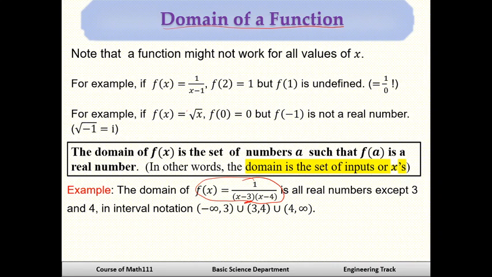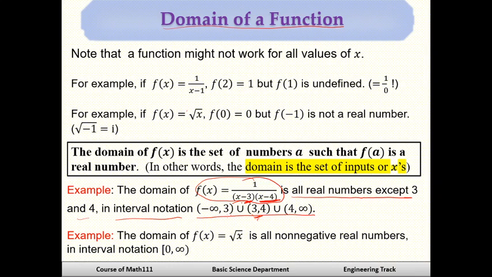Now look at this function here. You see 3 is not accepted because it makes the denominator 0, and 4 makes it 0. So we remove them; we can say the domain is all real numbers except 3 and 4. In interval notation, the domain is minus infinity to 3, where 3 is not accepted, then 3 to 4, where 4 is not accepted but all the values between them are accepted, and then union 4 to infinity. And now the domain of f of x equal to square root of x is all non-negative real numbers, so in interval notation 0 and the positive values. When you put negative values here, they're not accepted.